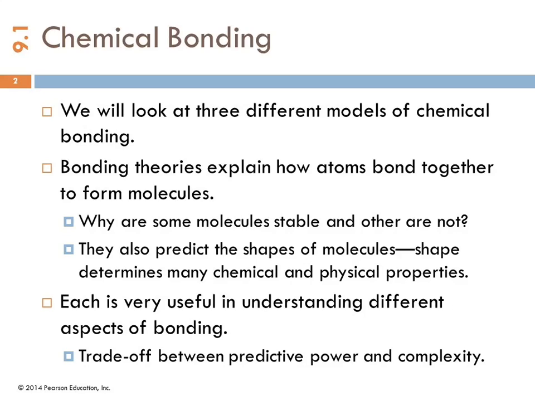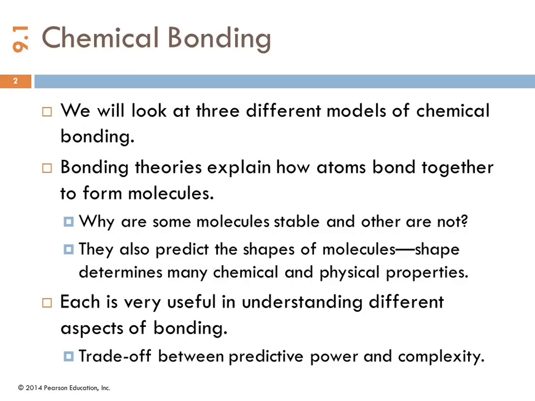Bonding theories also help us to understand the shapes of molecules and allow us to predict the shapes. And the shape of the molecule has a big effect on the chemical and physical properties, which are really important. So these three different models are useful for different reasons.